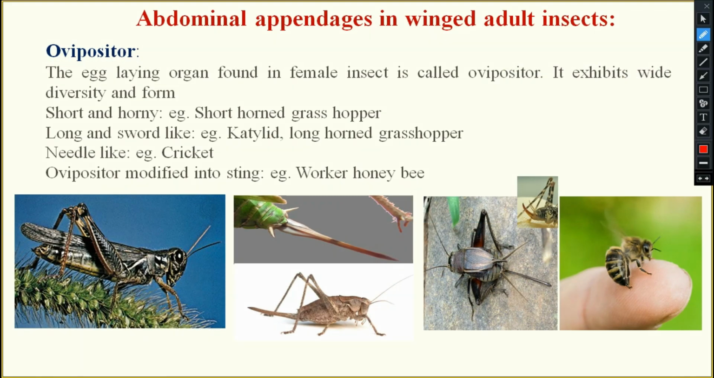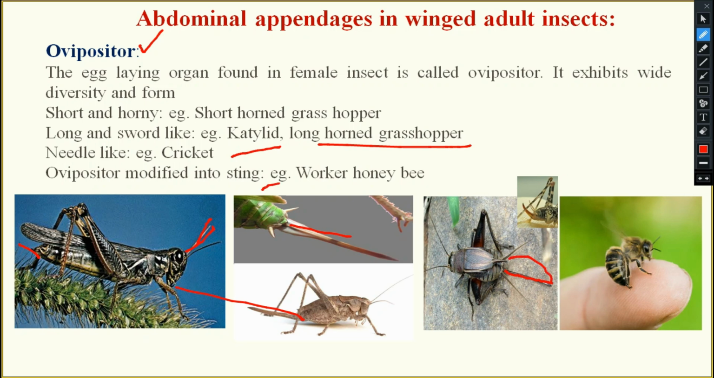Ovipositor will be there. The egg-laying organ is what, your ovipositor. It is short and horny in case of short-horned grasshopper. This short horn, short antenna, they have a short one. Long and sword-like in case of katydid and long-horned grasshopper. Long one. Needle-like in case of a cricket, like this. Needle one in case of cricket.